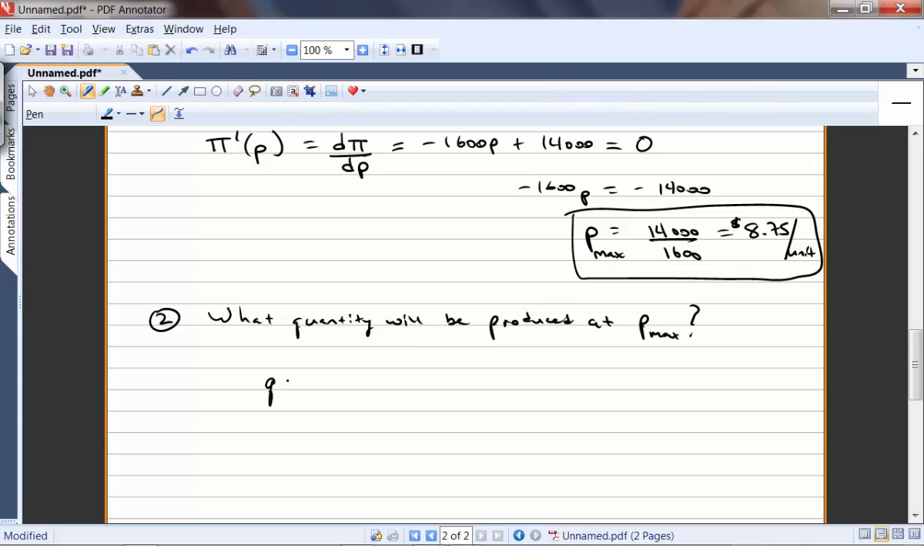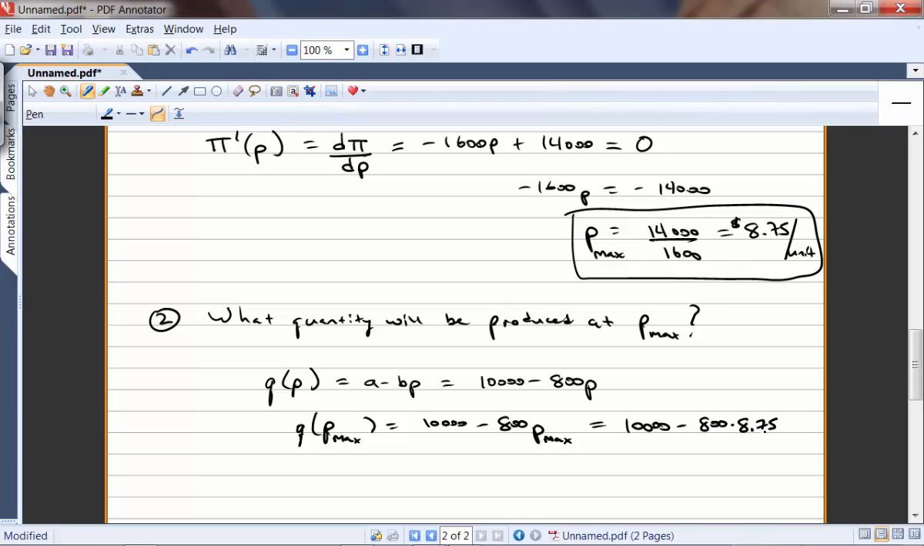Well, we just use our quantity demanded function, right? Quantity demanded as a function of price. It was A minus BP, or 10,000 minus 800 times P. And that means that quantity demanded at that particular price, P max, is equal to 10,000 minus 800 times P max, which is 8.75, 3,000 units. So those are the profit maximizing price, $8.75, and quantity demanded at that price, 3,000 units.